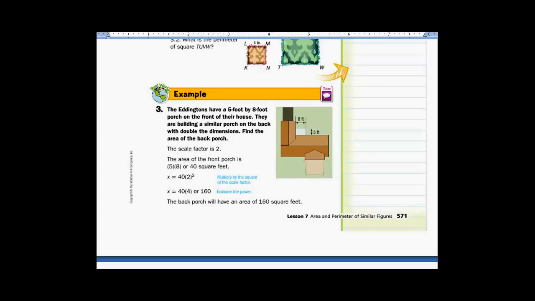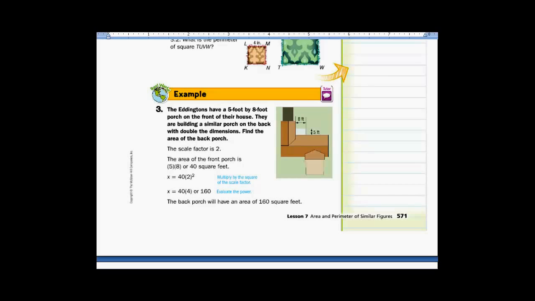Okay. The Eddingtons have a 5-foot by 8-foot porch on the front of their house. They are building a similar porch on the back with double the dimensions. Find the area of the back porch. Now, here's a pitfall which I don't want you to fall into.